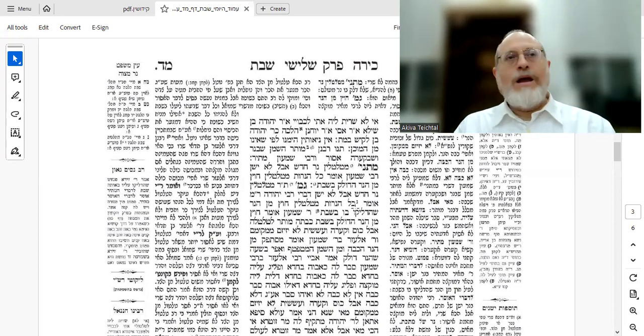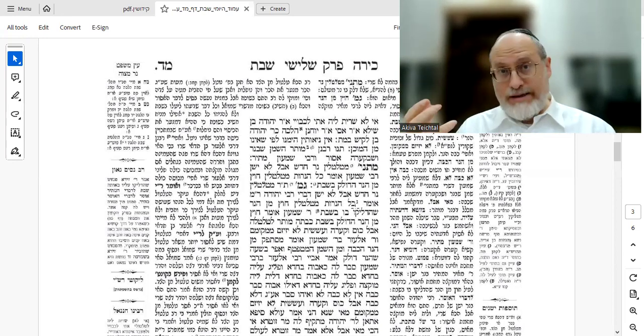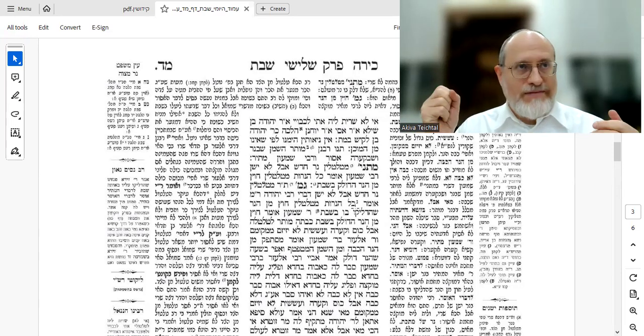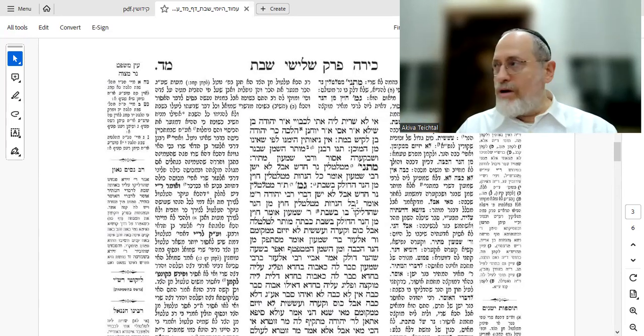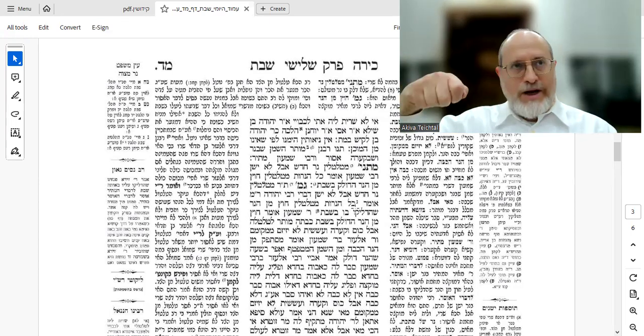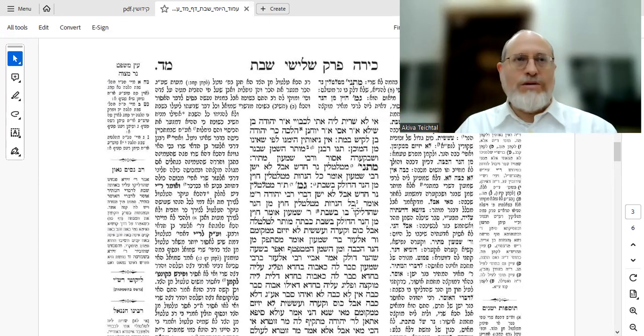That is a ner. So there are questions regarding: are you allowed to move the ner, the candle, while it's lit? Are you allowed to move it before it was ever lit? Are you allowed to move it after it was extinguished on Shabbos, after it went out? What about the oil? Are you allowed to use the oil from the actual candle? Are you allowed to use the oil that's dripping off the candle, and so on?